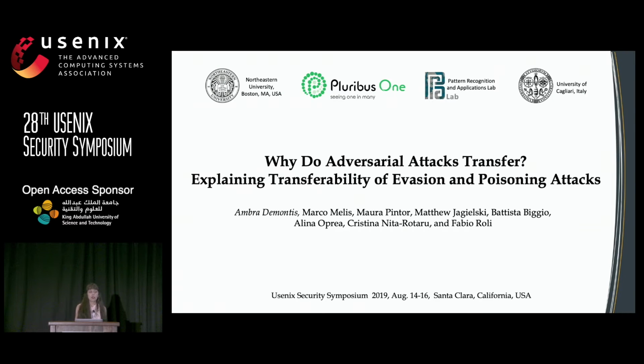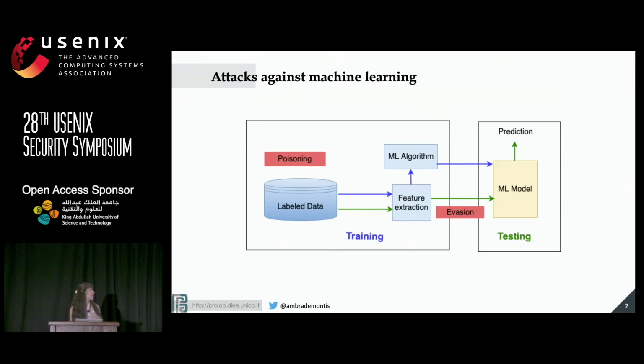This work is called Why Do Adversarial Attacks Transfer? Explaining Transferability of Evasion and Poisoning Attacks. So let's briefly recap how a machine learning system works and where the attack can occur.